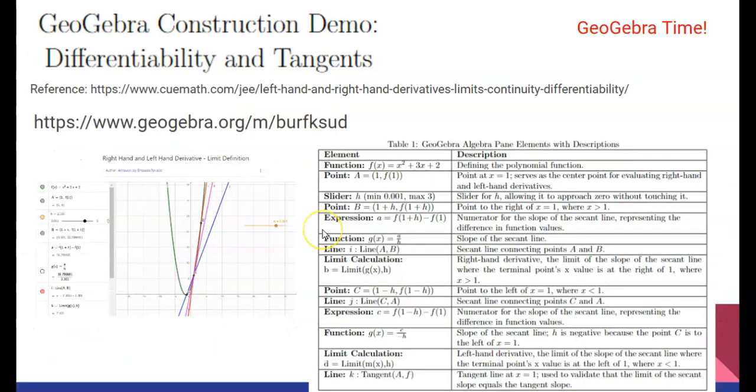Let's further enrich our GeoGebra experience by exploring the relationship between continuity and differentiability in the next video, where we will construct a GeoGebra applet that illustrates the limit definition of the right-hand derivative and the left-hand derivative. We will have a GeoGebra applet to create and explore.